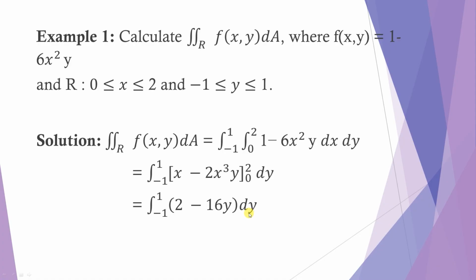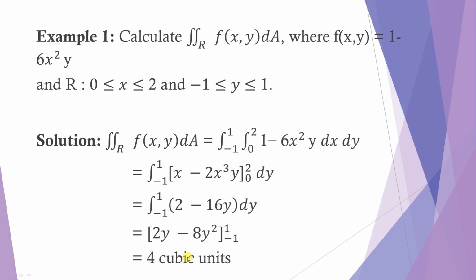Then with respect to y we have to integrate. So now we integrate with respect to y here. The integral of 2 dy is 2y, minus 16 times the integral of y, that is y squared divided by 2, which simplifies to 8y squared. Then the limits minus 1 to 1. Put the limits for y: 2 times 1 minus minus 1, so plus 1, 1 plus 1 is 2, 2 into 2 is 4, minus 8 times 1 squared minus minus 1 squared. So 1 minus 1 goes off, 0.